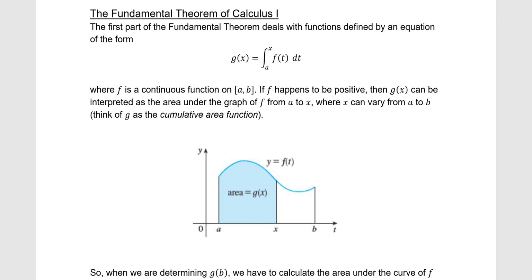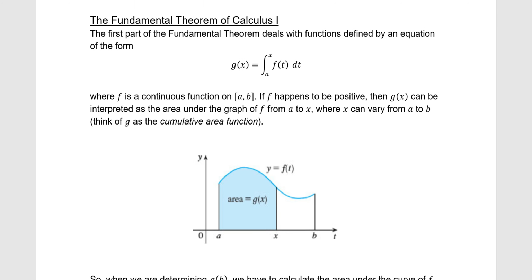The fundamental theorem of calculus 1, which we can denote as FTC1, is going to deal with functions that are defined like this equation right here. So g of x equals the integral from a to x of f of t dt, where f is continuous on that interval. Okay, so what does this actually mean? Well, if f of t is positive on that whole entire interval, then g of x here can be interpreted as the area under the graph of f from a to x.